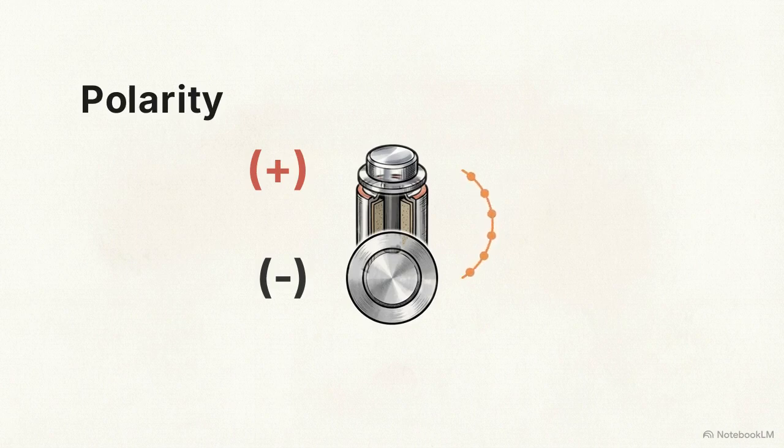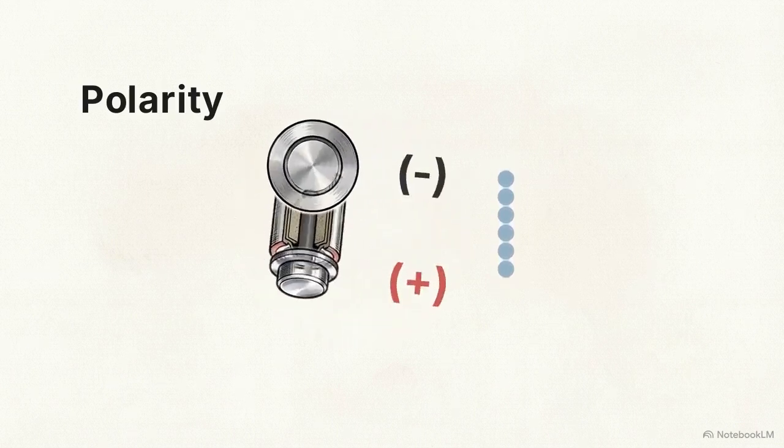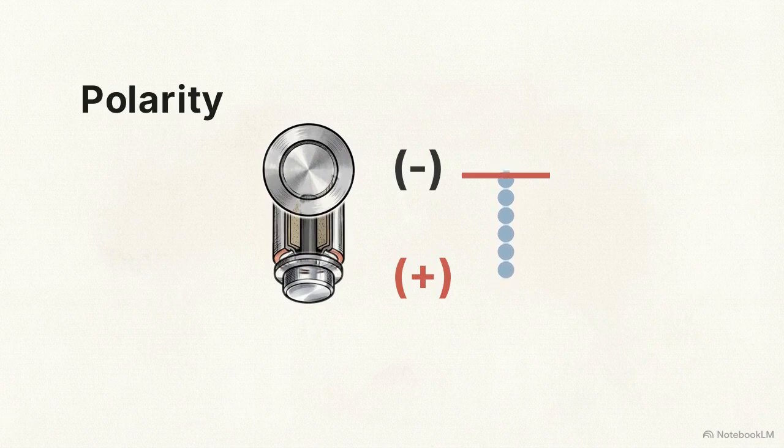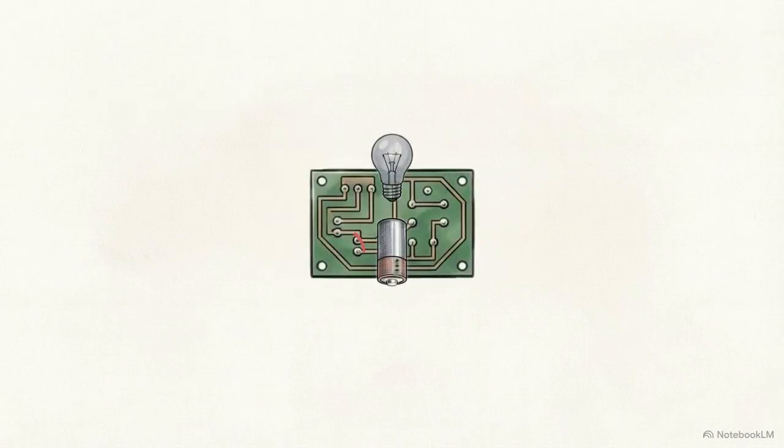It functions like a river, where current flows from the higher potential of the positive cap to the lower potential of the negative base. Inserting the cell backward places two negative terminals against each other. The current cannot push against that barrier, and the flow stops. If polarity is ignored, the circuit remains open. Without a continuous path, the device cannot function.